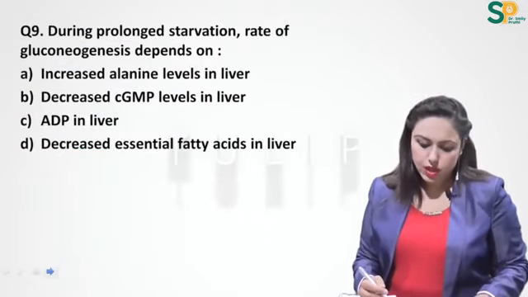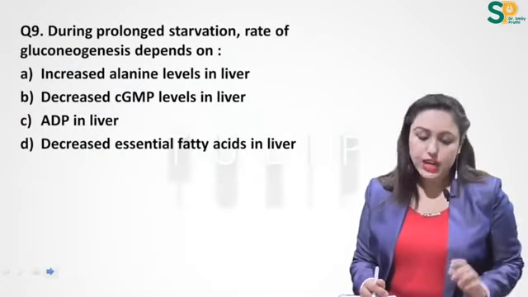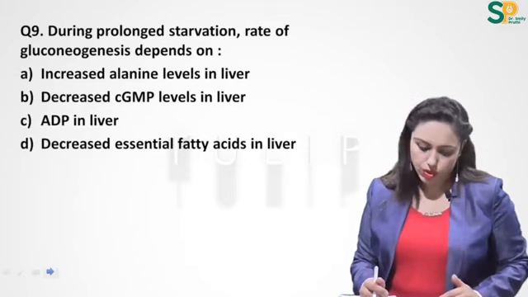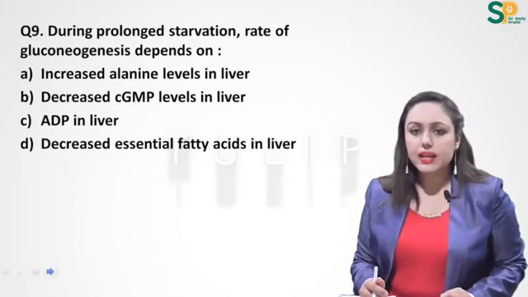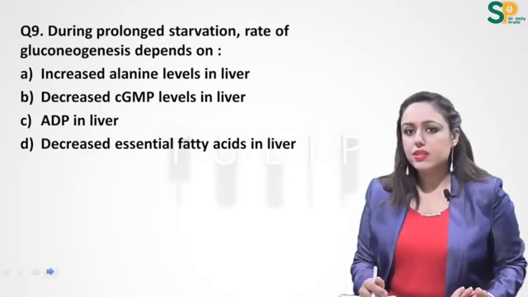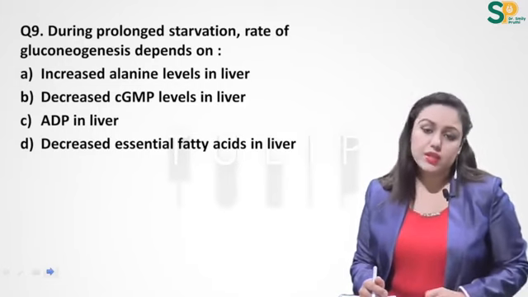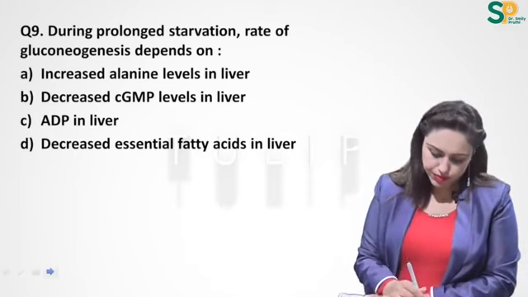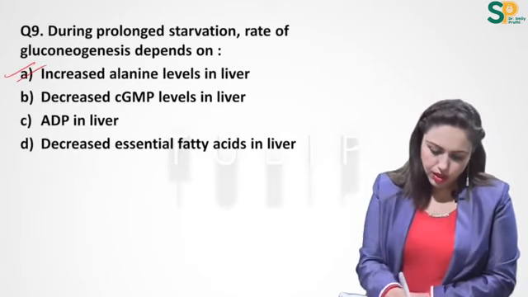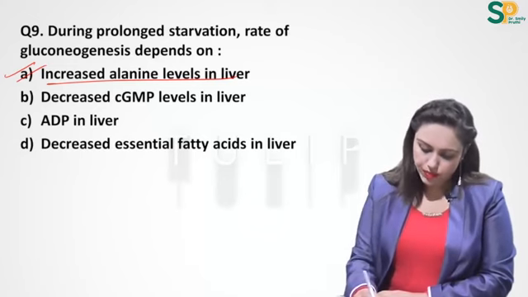Next, question number 9. During prolonged starvation, the rate of gluconeogenesis depends on: increased alanine levels in liver, decreased cyclic GMP levels in liver, ADP in liver, or decreased essential fatty acids in liver. The answer is increased alanine levels in liver.